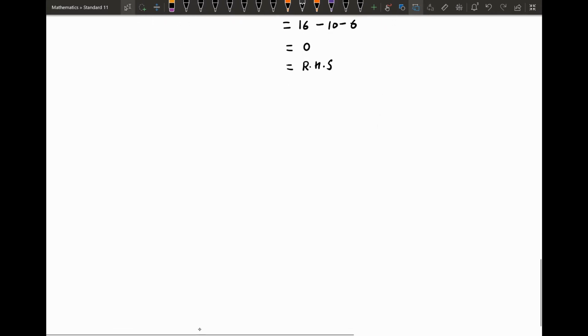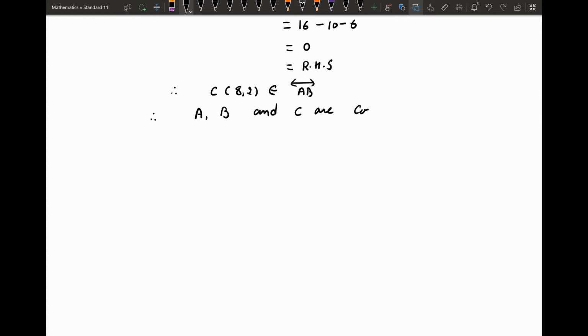So we can claim that point C (8, 2) belongs to line AB, and therefore A, B and C are collinear, and we have proved that these 3 points are collinear.